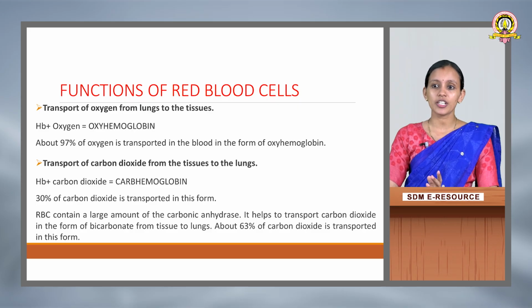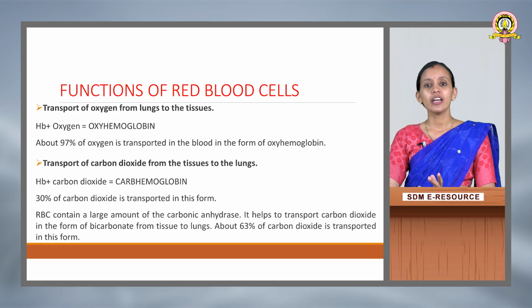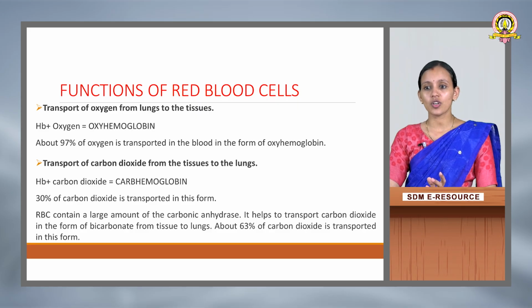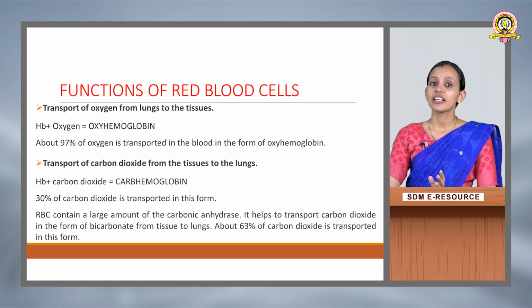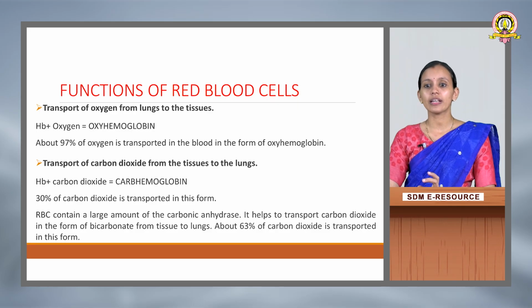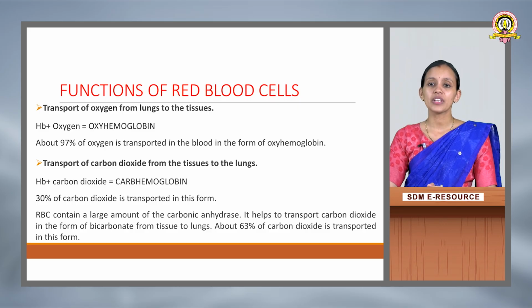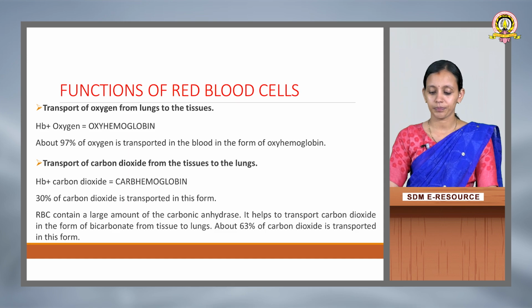Here, 30% of carbon dioxide is transported in the form of carbohemoglobin. RBC also contains a large amount of carbonic anhydrase, which helps to transport carbon dioxide in the form of bicarbonate from tissues to the lungs. 63% of carbon dioxide is transported in the form of bicarbonate.